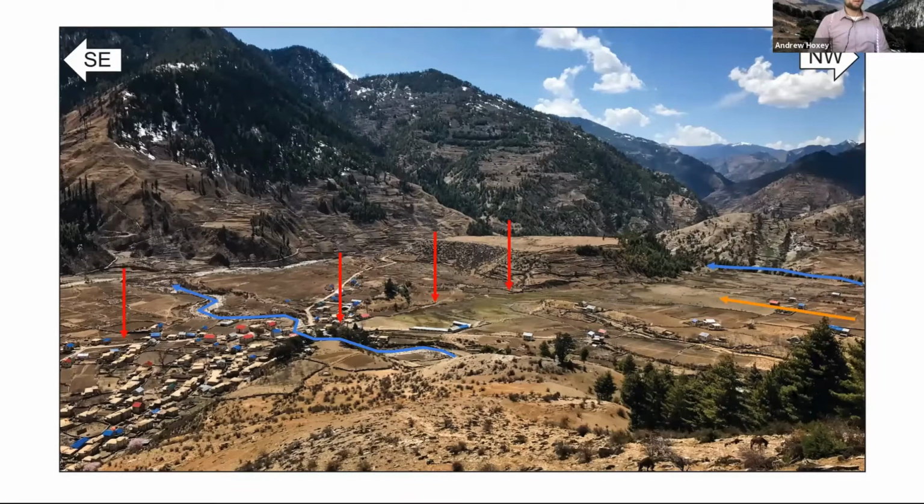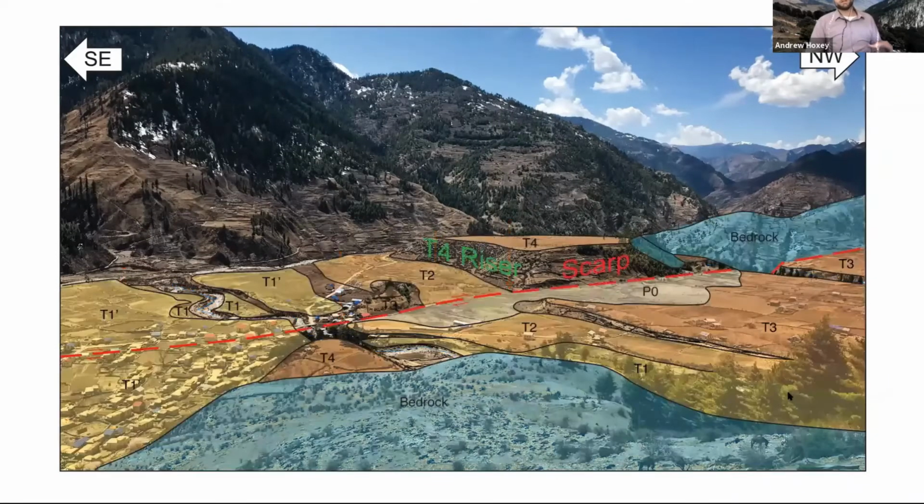So we mapped that out in greater detail, and we identified 4 unique fluvial terraces. I also want to point out this one terrace in particular, this T4 terrace riser, which intersects the fault at a near perpendicular angle. That's particularly useful because we'll be able to use this as a geologic marker.